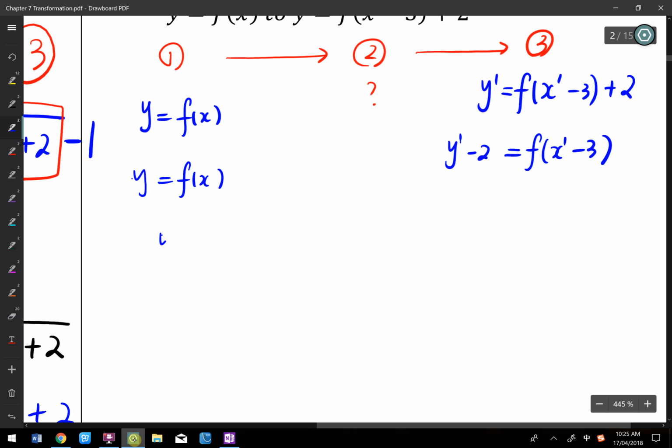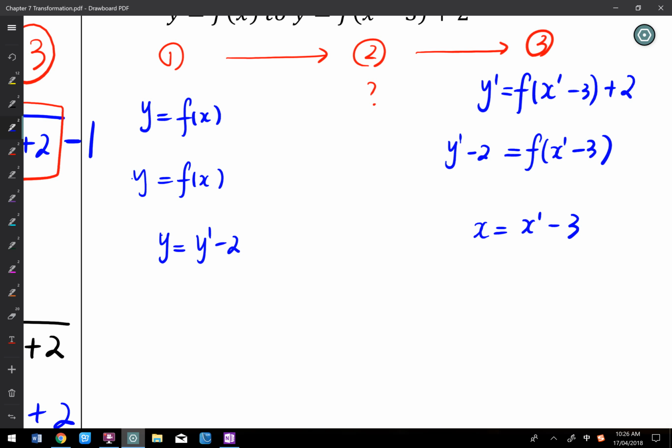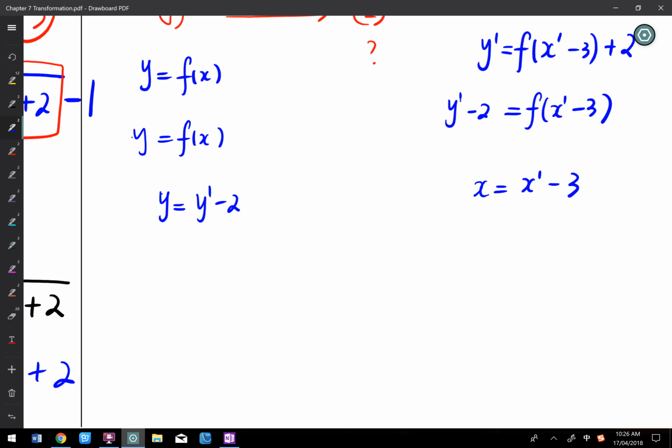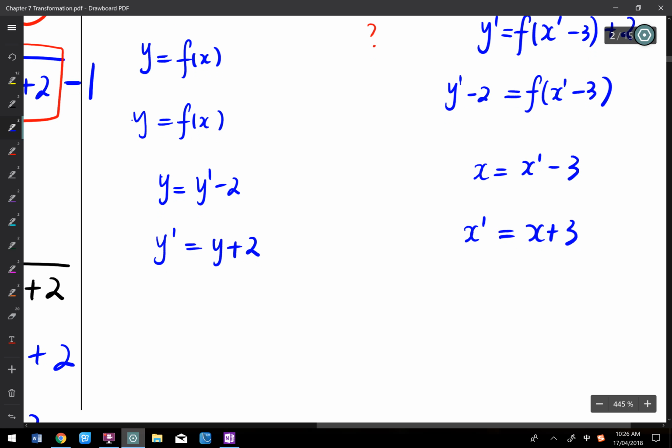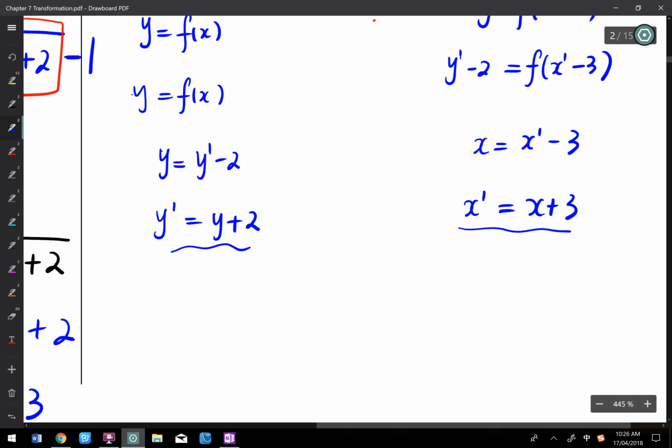Now I will equalize both sides. y equals y dash minus 2 and x equals x dash minus 3. You won't equalize f(x) and f(x dash minus 3). You will equalize only the family in the house. So you equalize the people. So x equals x dash minus 3. And then because you're trying to describe what's happening, you need to make y dash the subject. So the new y is the old y plus 2. And the new x is the old x plus 3. Okay, that's what we have.